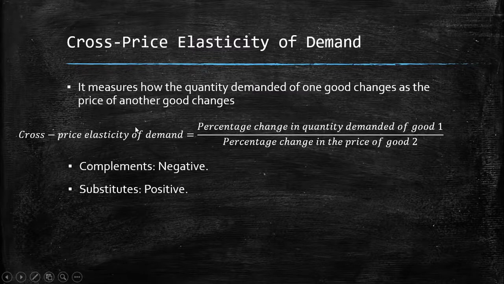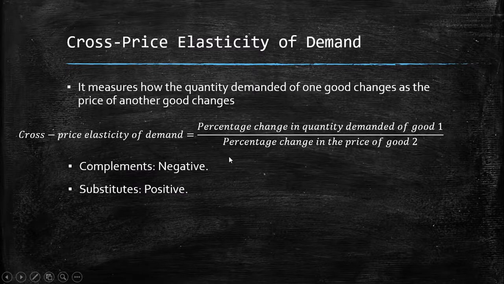So in the numerator we have the percentage change in quantity demanded of good one, and in the denominator we have the percentage change in the price of good two. So imagine the case of hot dogs and Coca-Cola, for example. You consume both, they are complements. So when the percentage change in the price of good two is positive, the quantity demanded of good one is going to fall, so the sign is going to be negative.